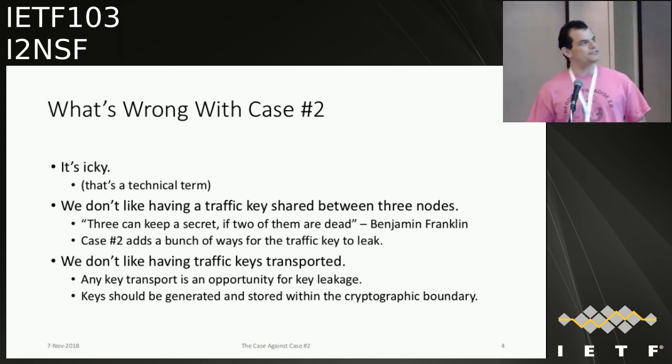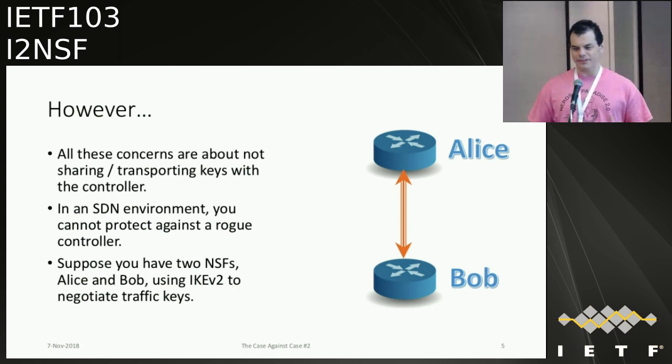However, all these concerns are about a rogue or buggy SDN controller. And in an SDN environment, you really can't protect against a rogue controller. Suppose we have two NSFs, call them Alice and Bob, and they're using IPsec and IKEv2 because they're using case 1. And so what does the rogue controller do?